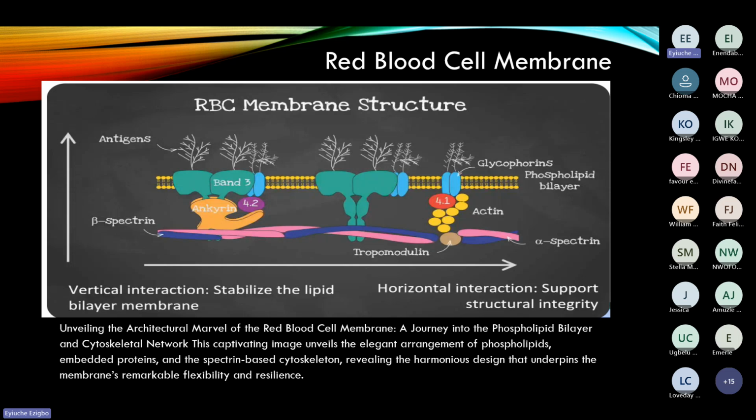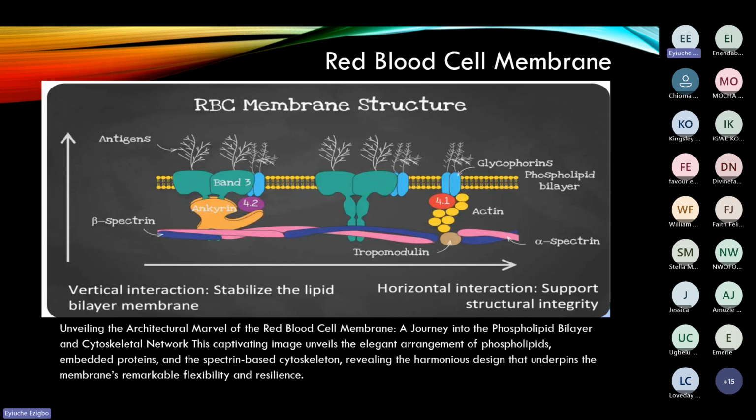The membrane is made up of 3 layers. The first layer consists of glycolipids, glycoproteins, and carbohydrates. This is a simplified image. The second layer is a phospholipid bilayer, and the third layer is a protein cytoskeleton. The vertical interactions, as you can see in this diagram, mainly involve the glycolipids, glycoproteins, and carbohydrates, and this tends to stabilize the lipid bilayer. Whereas the horizontal interaction of the cytoskeleton will support the structural integrity of the red blood cell.